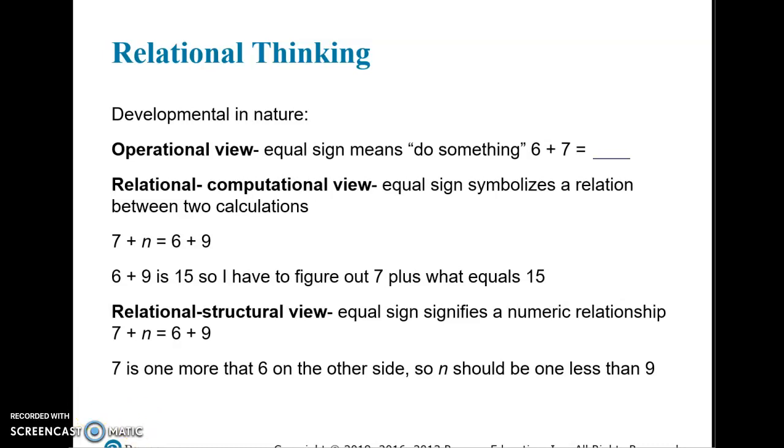With this thinking, a student uses numeric relationships between two sides of an equal sign rather than actually computing the amount. Consider this: 7 plus n equals 6 plus 9. Since 6 plus 9 is 15, I need to figure out 7 plus what equals 15. It is 8, so n is 8. 7 is 1 more than the 6 on the other side. That means n should be 1 less than 9, so it must be 8. Those are both ways to solve this problem for n.